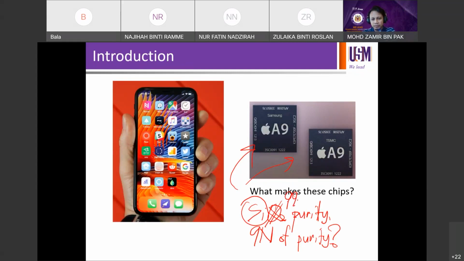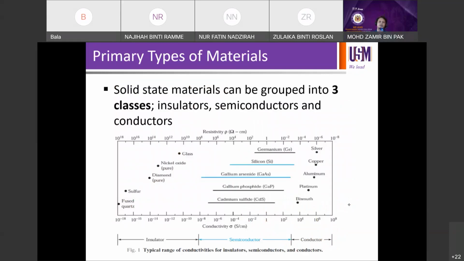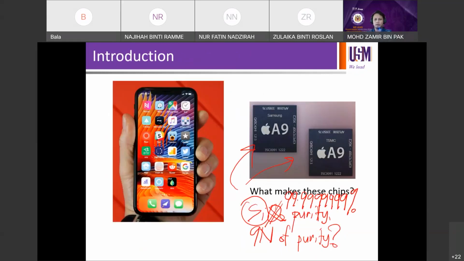99.99, so those are 2. 1, 2, 3, 4, 5, 6, 7. Altogether 9 nines. So this is called 9N of purity. So that means you have to have 9 of 9s, 99.99997 more, right? 7 more times. Only at that level, your devices can operate as integrated circuits.